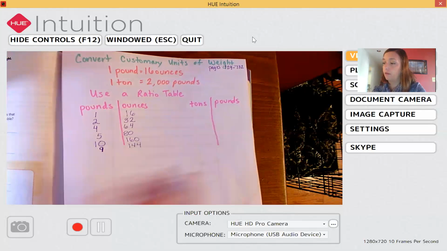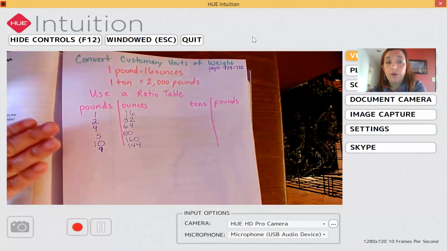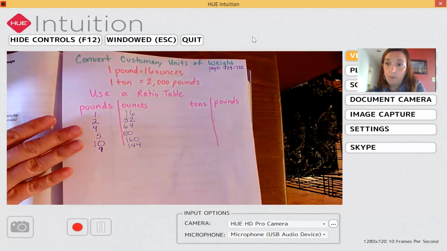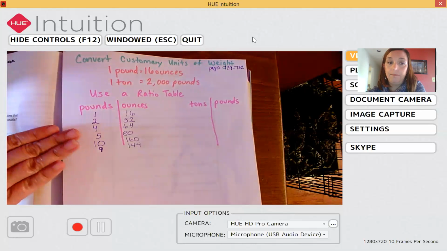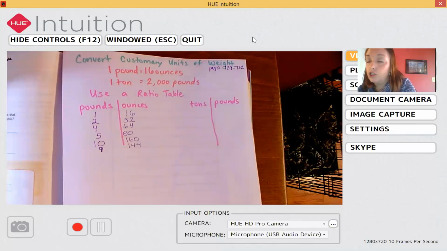Okay, so I made my first ratio table. Now I'm going to be using this information again when I go to my bookwork. Let's take a look at tons. So remember in a ton, there is 2,000 pounds.